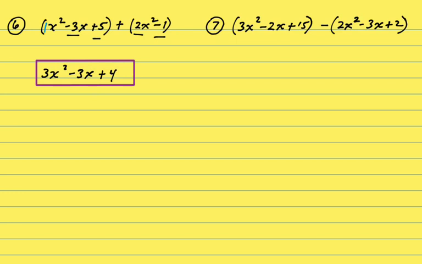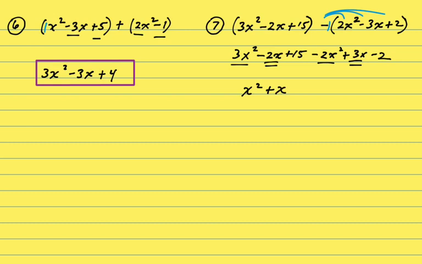Now 7 is a subtraction. You'd have to distribute this negative 1 or change all your second signs. So to subtract, basically, you change the signs and add. I don't like to call it adding, I call it combining. 3x squared and negative 2x squared is 1x squared. Negative 2x and 3x add to give me 1x.